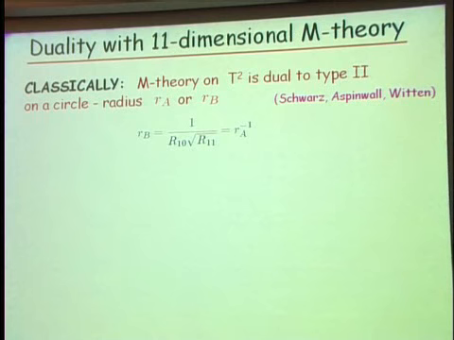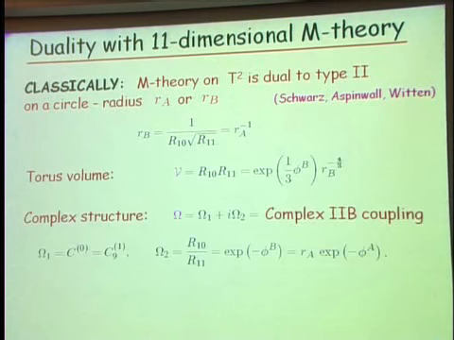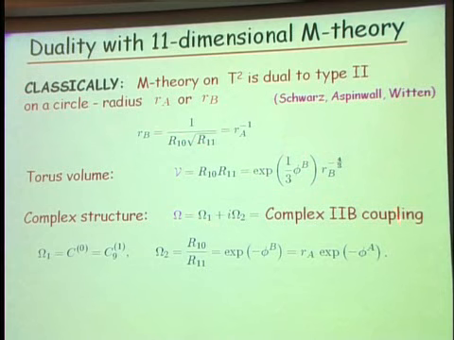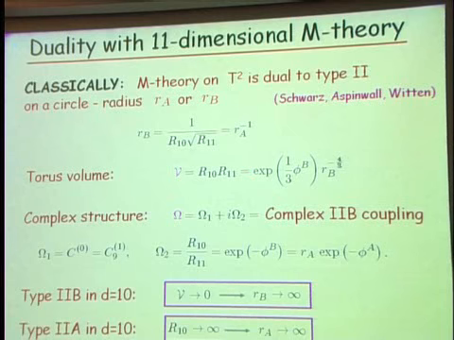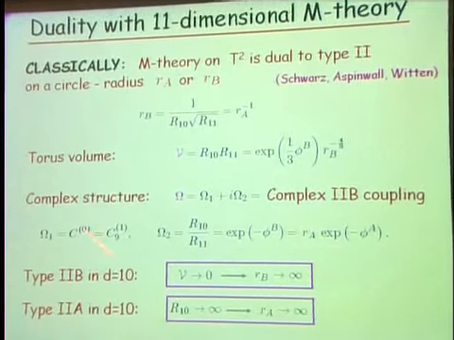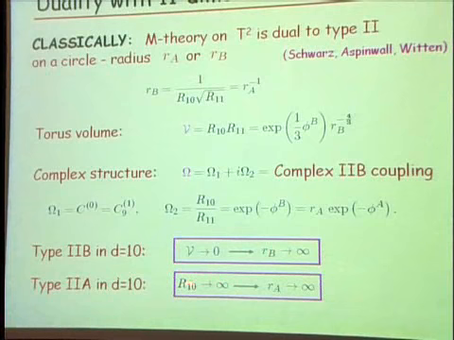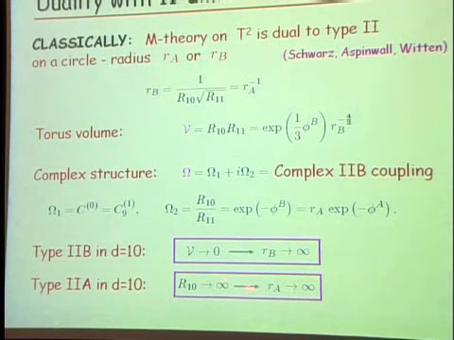I'm going to do something very specific. There is a standard connection between 2A and 2B theory on a circle and M theory on a torus, in which the volume of the torus is related to the type 2B radius in this way, and the complex structure of the torus is simply the complex coupling constant. In the limit in which you shrink the torus to zero volume, the radius in the 2B theory goes to infinity, and in the limit in which you expand one direction of the torus, you get the 10-dimensional type 2A theory. That was understood in the classical theory a long time ago.